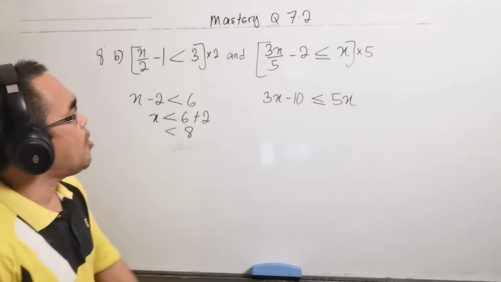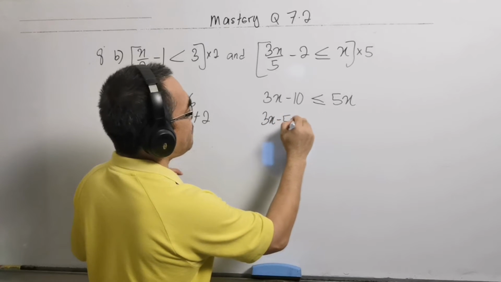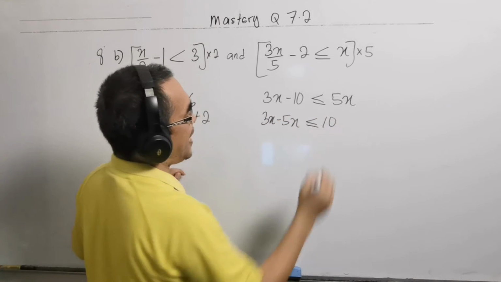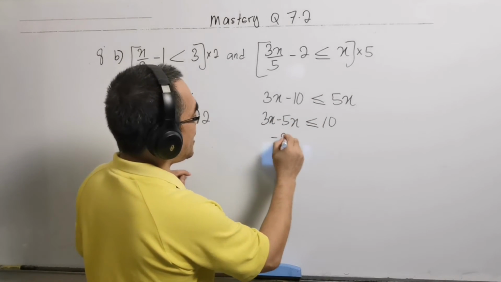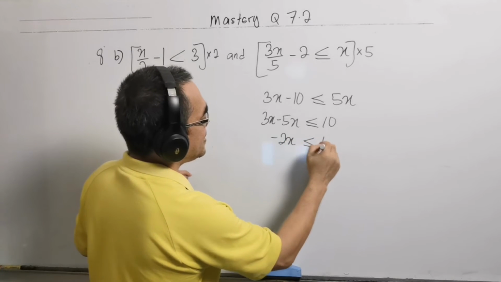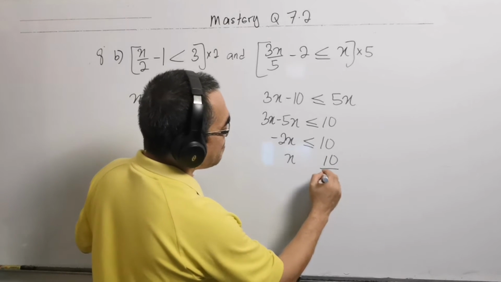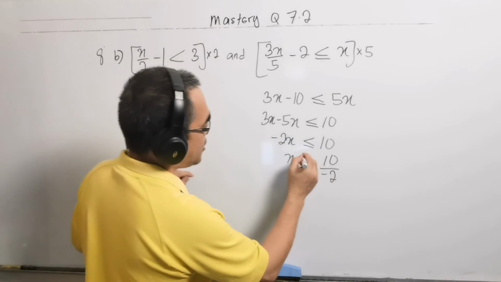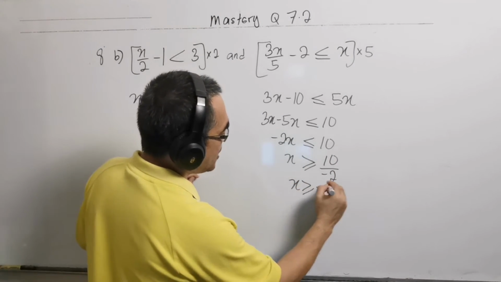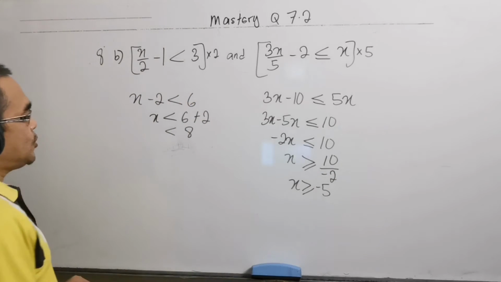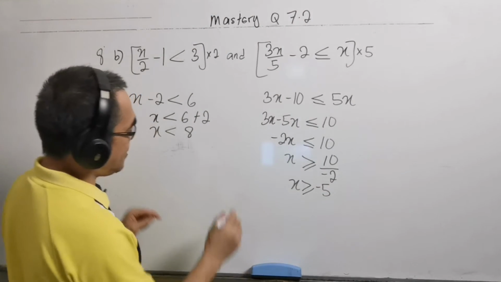In this case, we have to bring all the algebra to one side. So 3x minus 5x less than 10. You bring negative 10 to this side, become 10. So you calculate here, you get negative 2x will be less than 10. So x will be, since we have to divide by negative 2, the symbol has to change. So x is larger or equals to negative 5. So here is x less than 8. Here is x larger than negative 5.